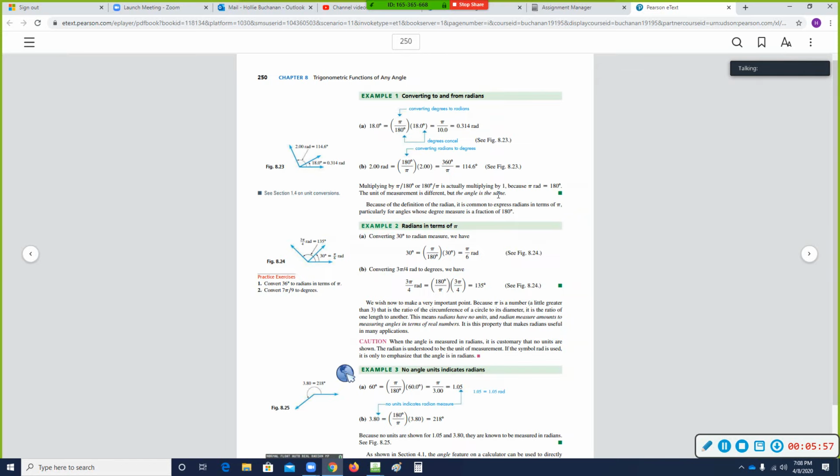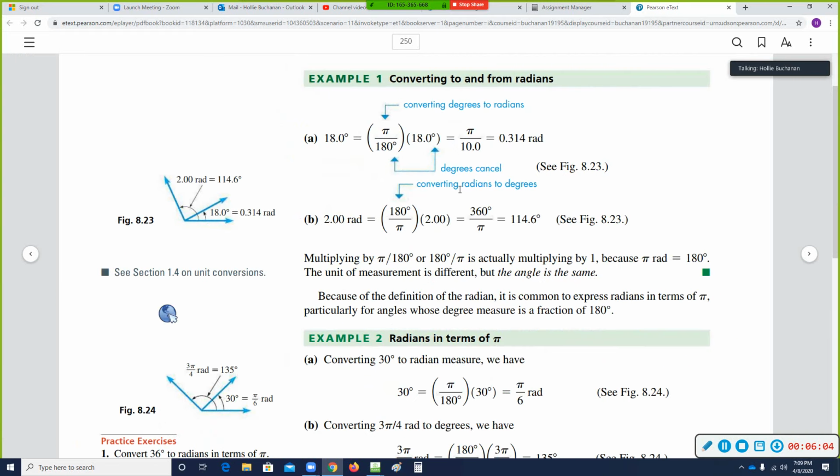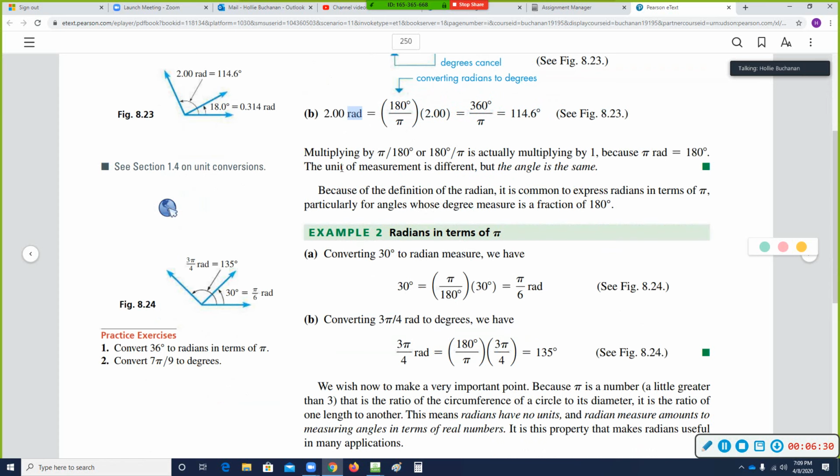So here are some conversion problems. Turn this into radians, turn this radian measure into degrees. It's worth pointing out, even though this says RAD for radians, typically we don't write anything at all for radians. The special symbol that tells you that a measurement is in radians is if nothing is written. If we're talking about an angle measurement and there's no special symbol for it, that means it's in radians.